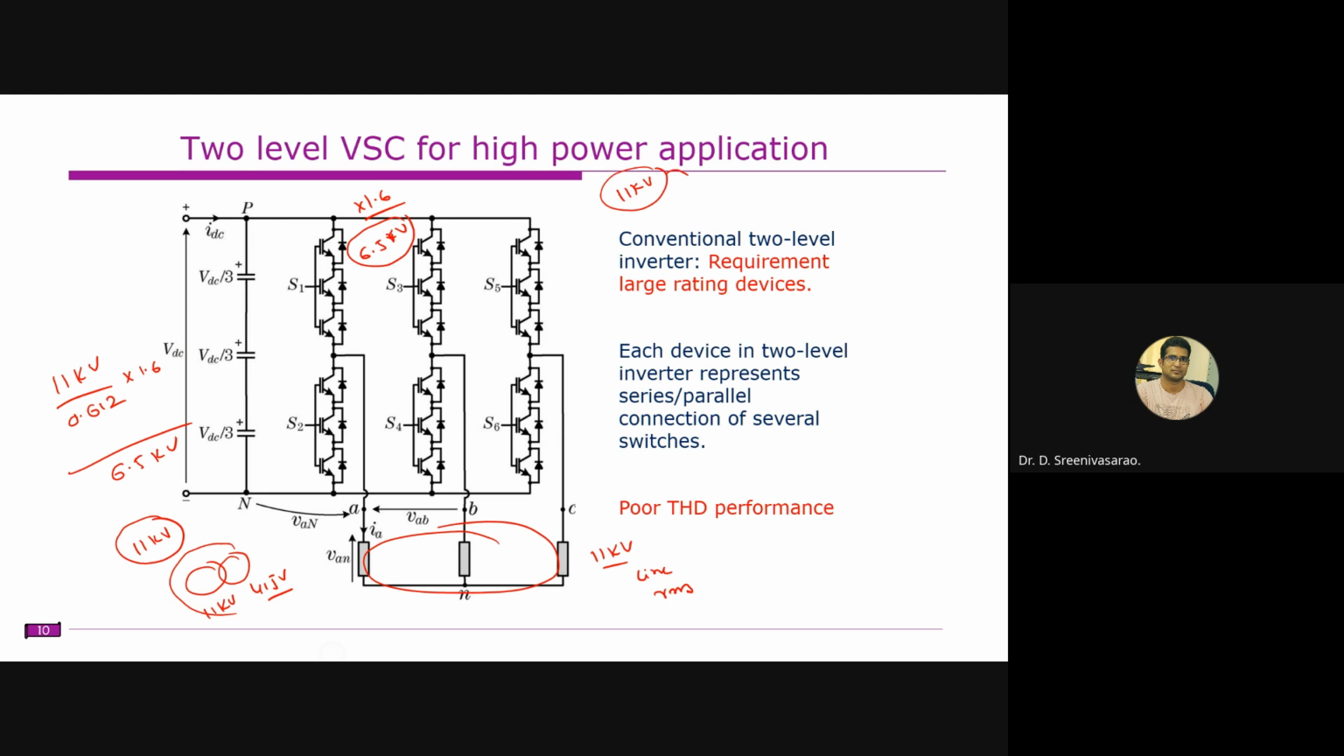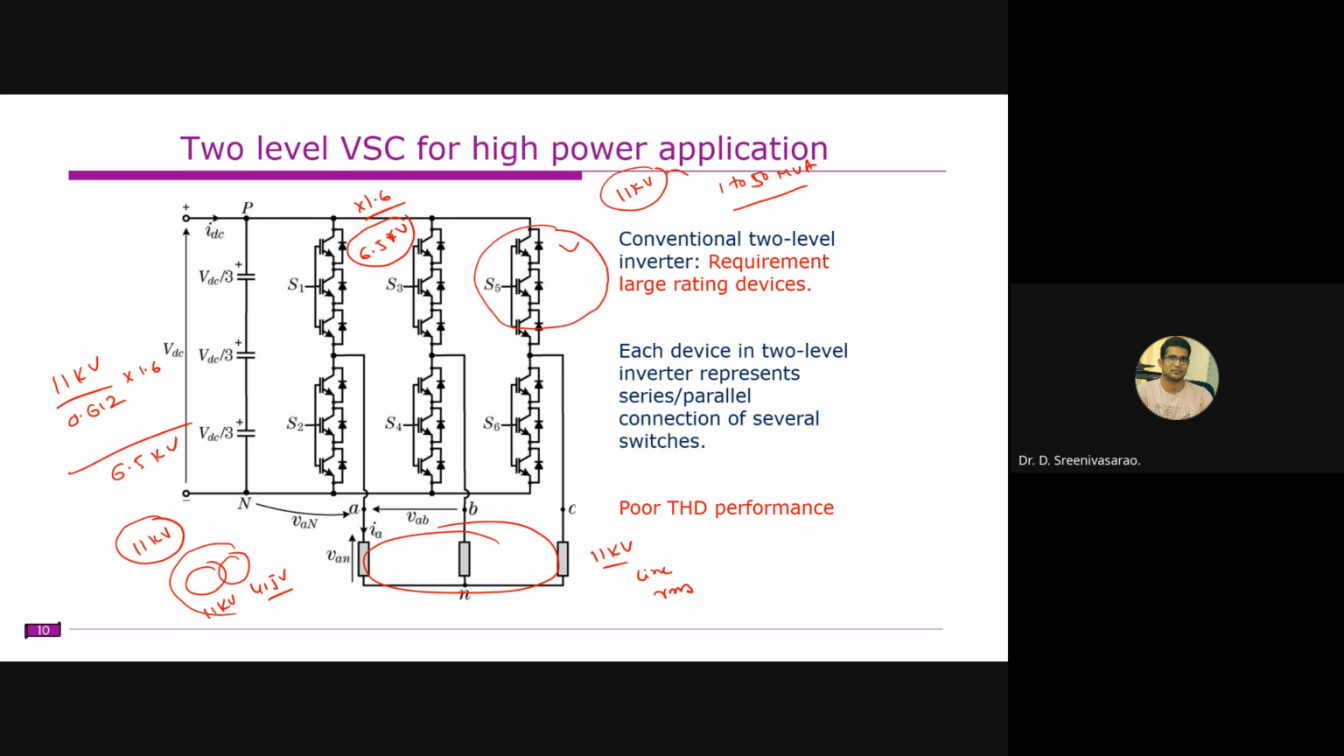That means the power converter may be designed for 2 MVA, or somewhere between 1 to 10 or 1 to 15 MVA range, right? So the current rating is also very high. To increase the current rating, again we need to connect several switches in parallel, right? So one switch consists of multiple series-parallel connected switches.